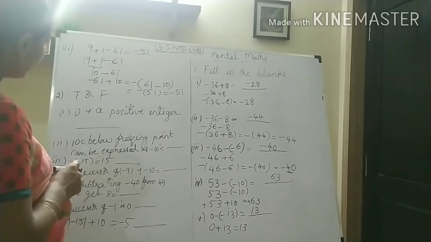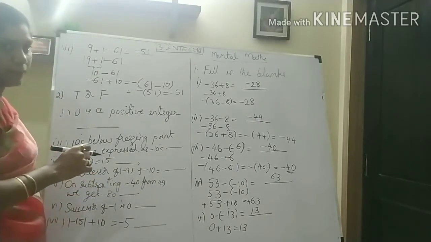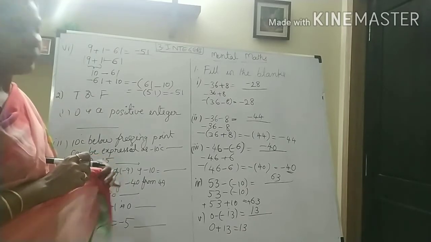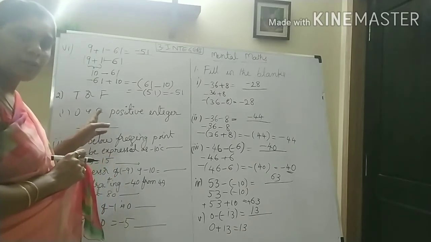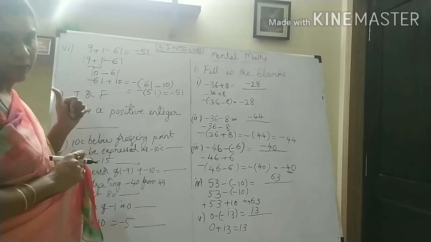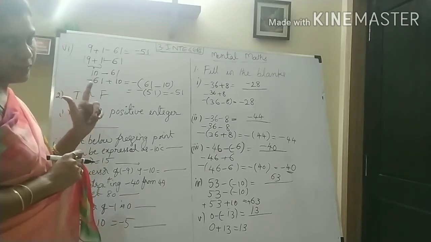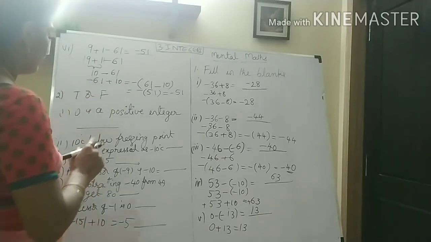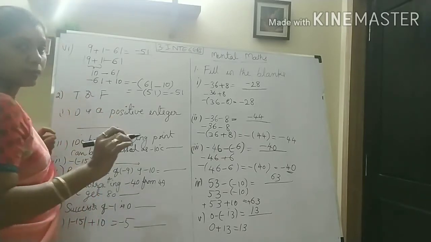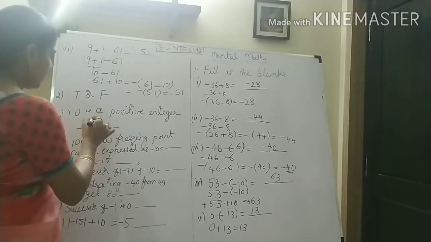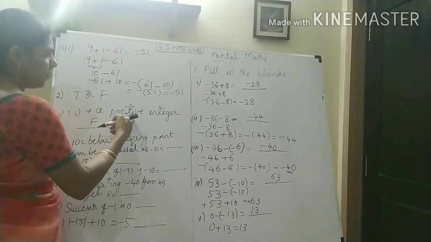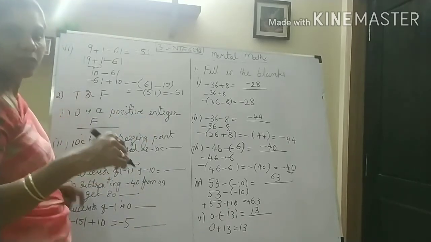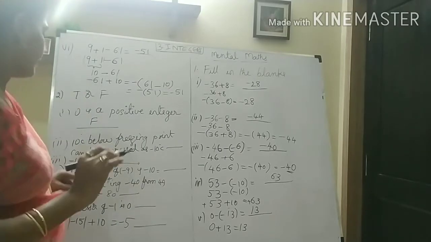Now true or false. 0 is a positive integer. Is it true or false? 0 is a positive integer they have given. But what we have learned? 0 is neither positive nor negative. So it is not a positive or a negative number. So this is false. 0 is a positive number, that is false. 0 is not a positive, not a negative number.